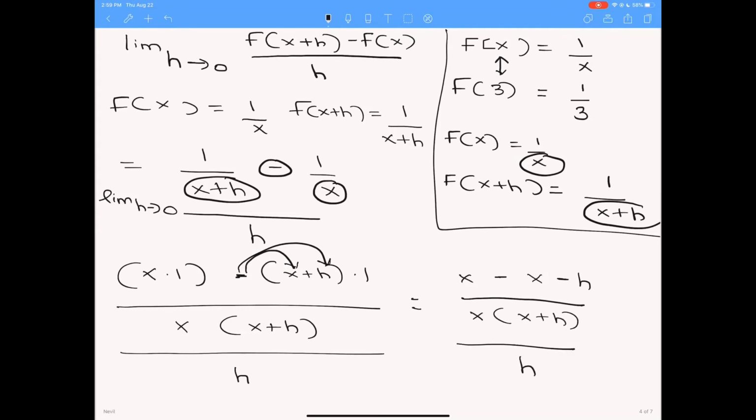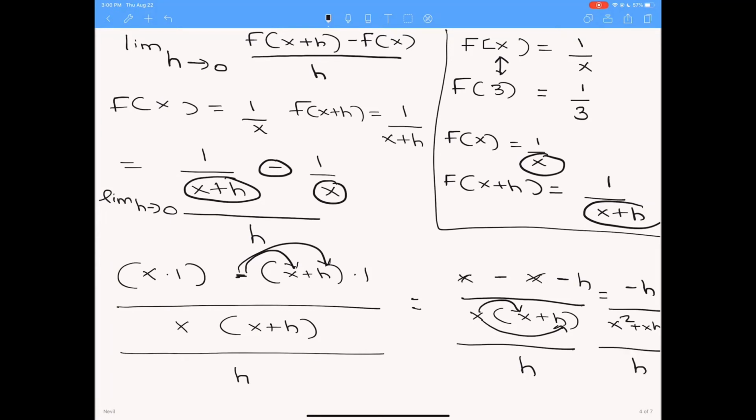Now, before moving on with this problem, I just want to see if you guys notice something here. So x minus x. Basically, we have a positive and a negative x. Those two will get canceled. So that leaves me with negative h divided by, I'm going to actually multiply these two. So x times x gives me x squared, and x times h gives me xh. So plus xh, whole divided by h.